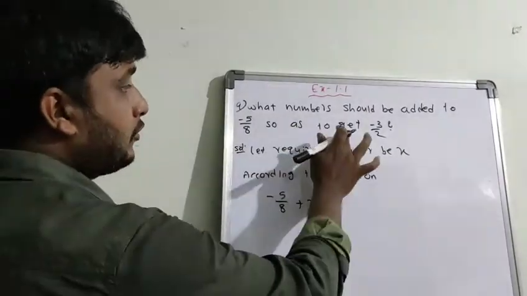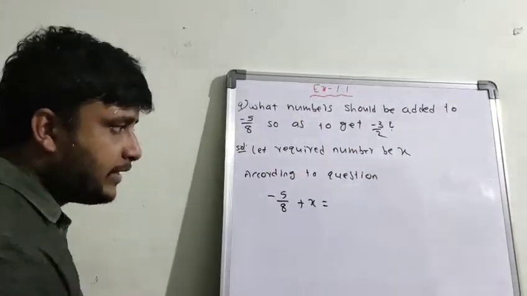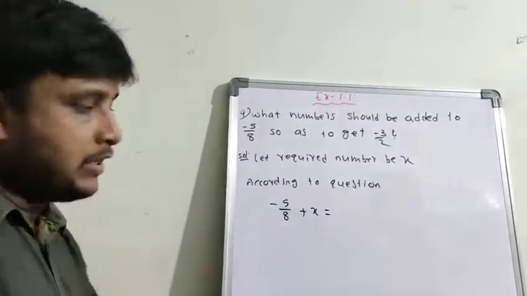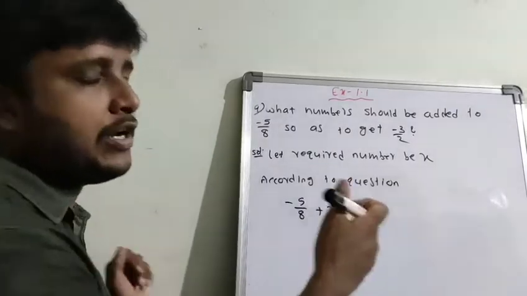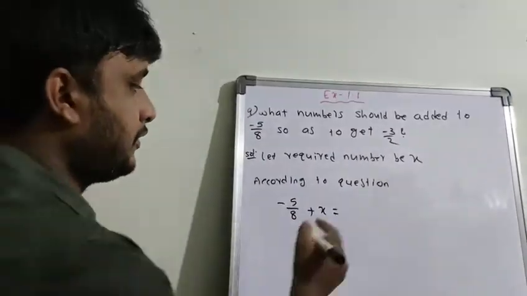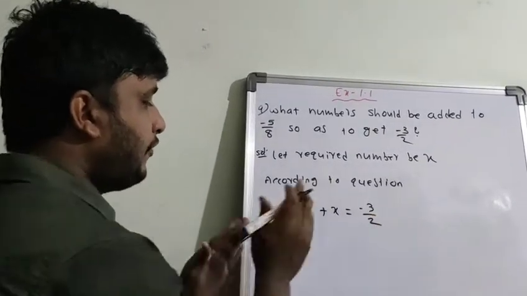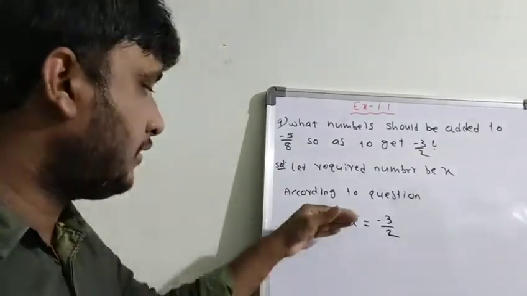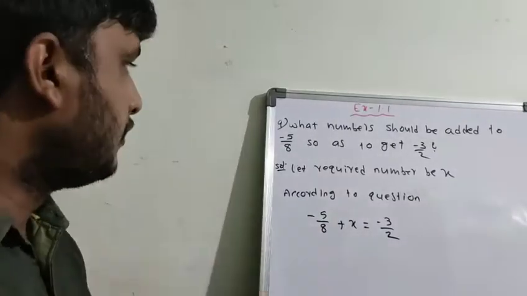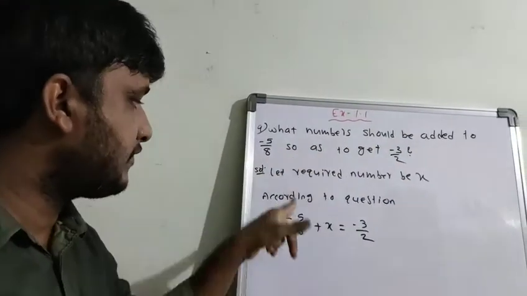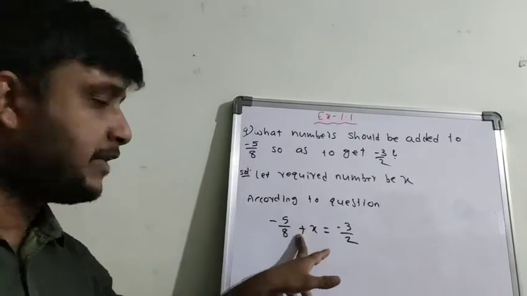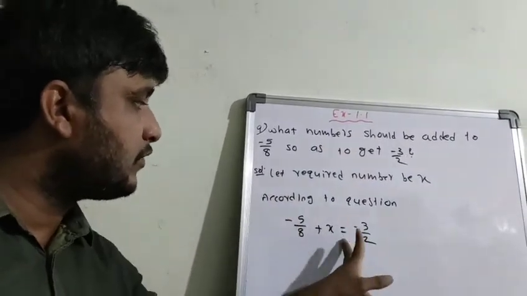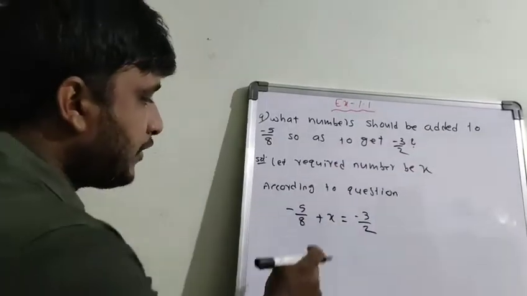So as to get minus 3 by 2 means if you add x to minus 5 by 8, the answer will become minus 3 by 2. So after the equal sign, you have to write minus 3 by 2. This is a very important point. If you are able to convert a question into an equation, it's completed. The remaining part is only calculation, simple. What number should be added to minus 5 by 8? That number is x. Added means plus. As to get means the result of these two equals minus 3 by 2. Now you have to find the x value.